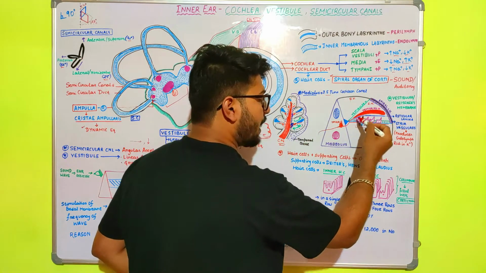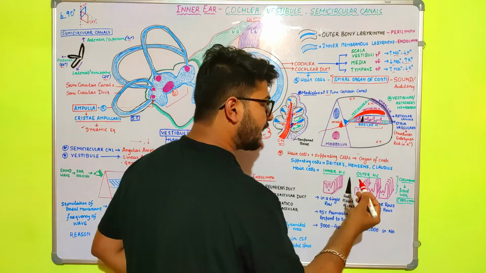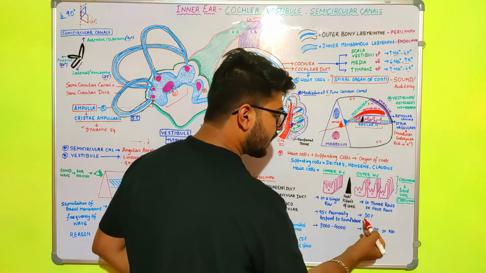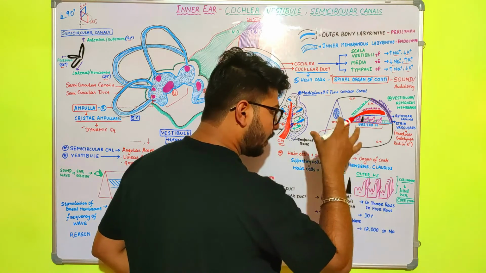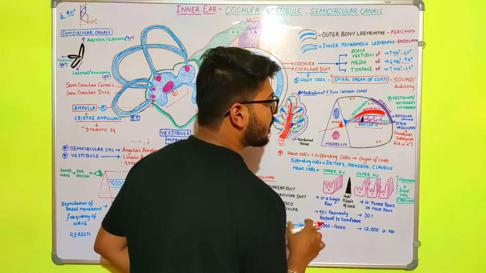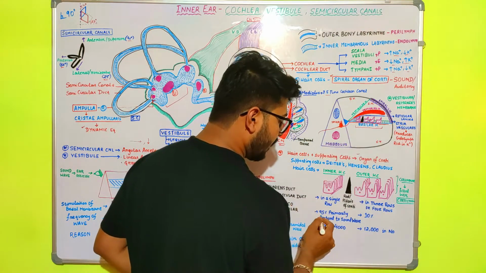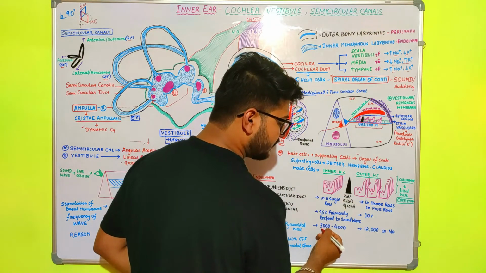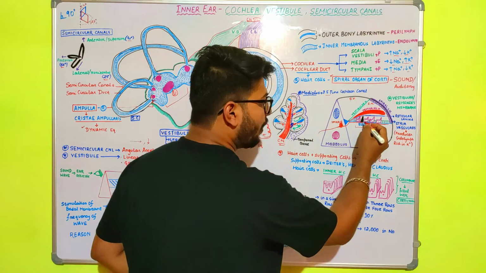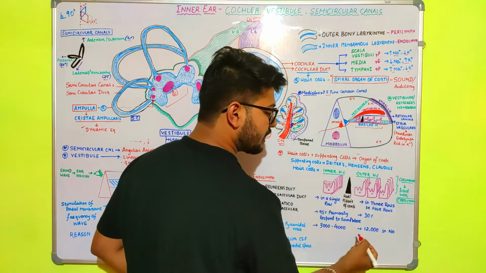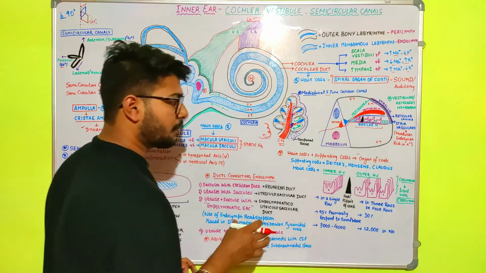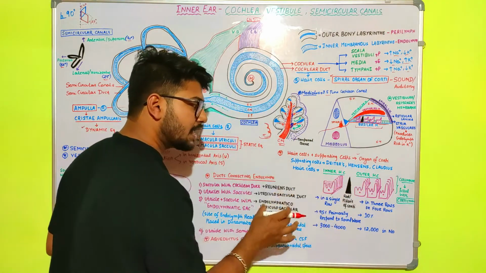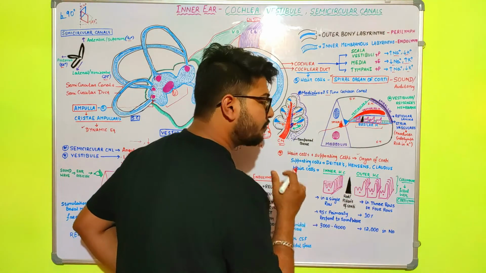Maximum sound reception, around 95%, takes place at the inner hair cells, whereas around 5% of sound reception takes place by the outer hair cells. Next, the inner hair cells are present in a number of 3000 to 4000, whereas the outer hair cells are present in about 12,000. These hair cells are mostly columnar cells.